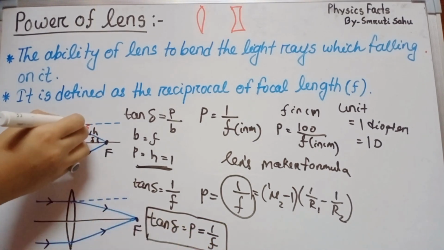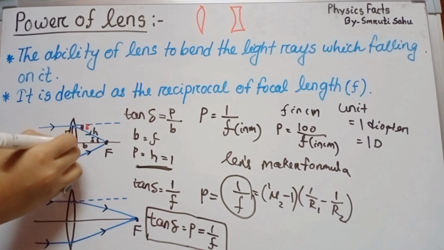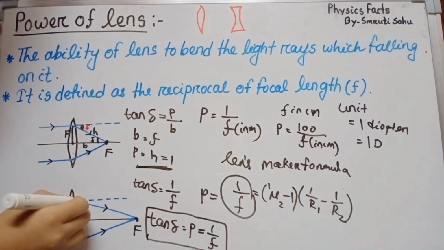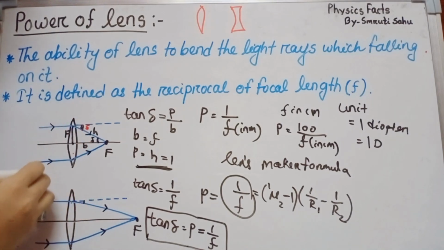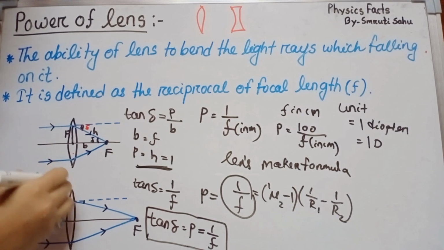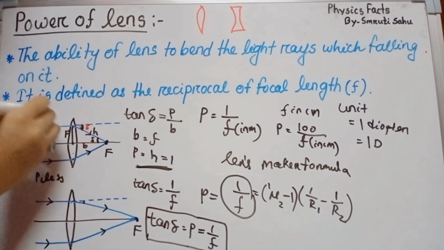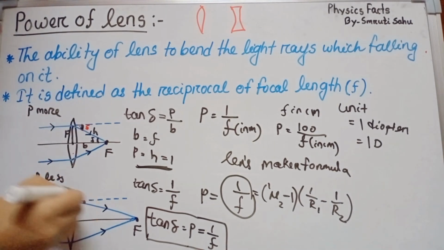The more the bending, the more the power of the lens. Here bending is very small, so this lens power is less. But here bending is maximum. Bending is more, so power is more. But here power is less.